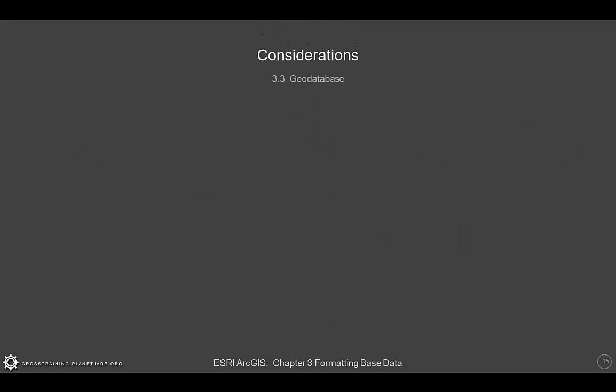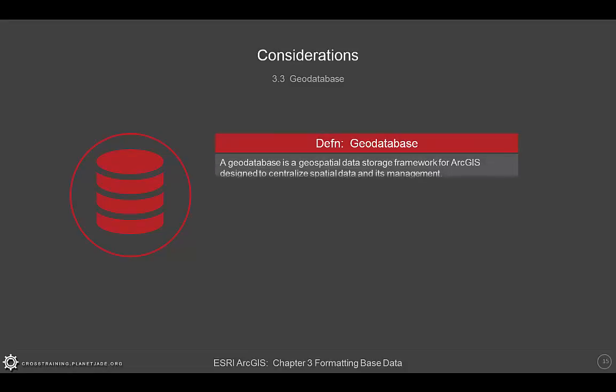So thus far you've heard me mention the word geodatabase quite often. And a geodatabase is a geospatial data storage framework for ArcGIS designed to centralize spatial data and its management. It's often used iconically as a series of disks that are kind of stacked on top of each other, as the image to our left illustrates.